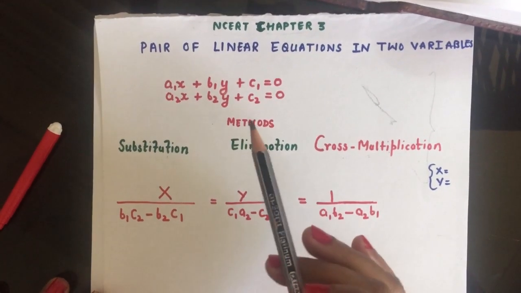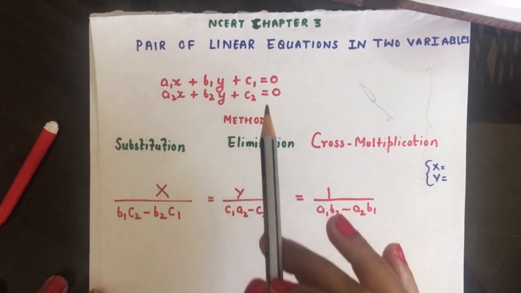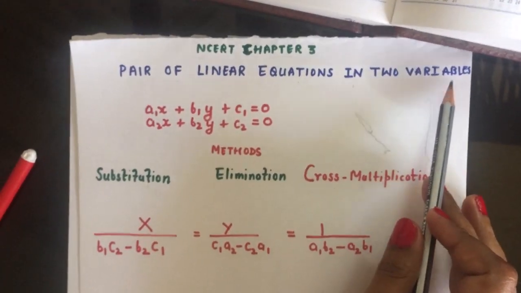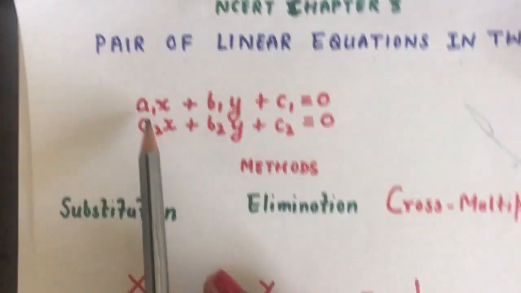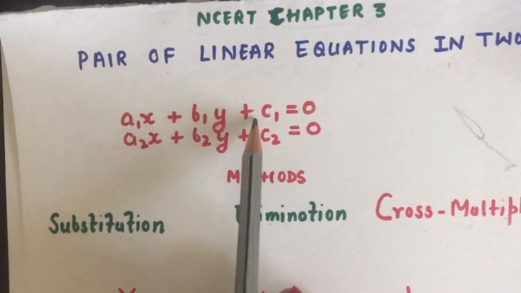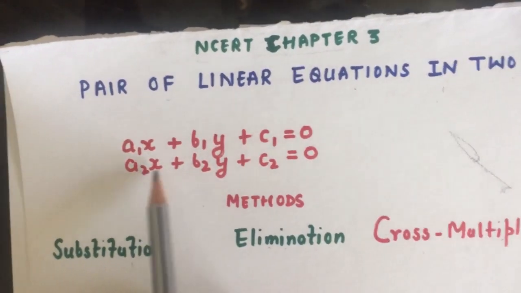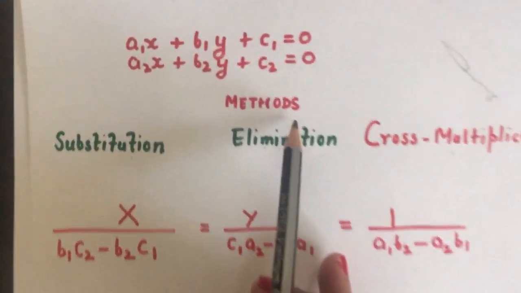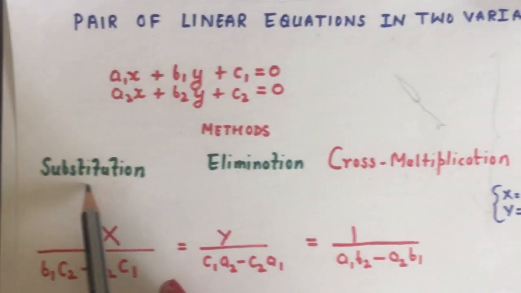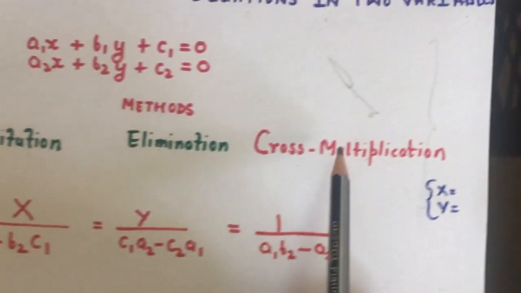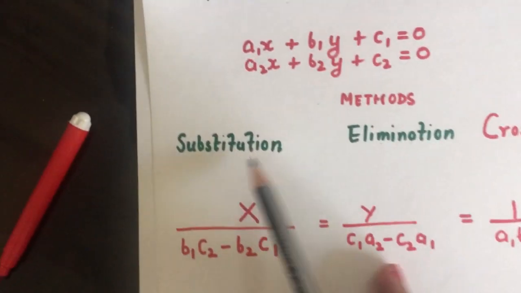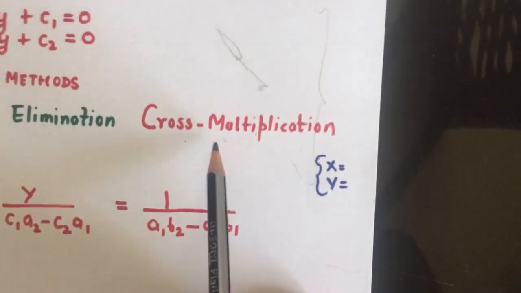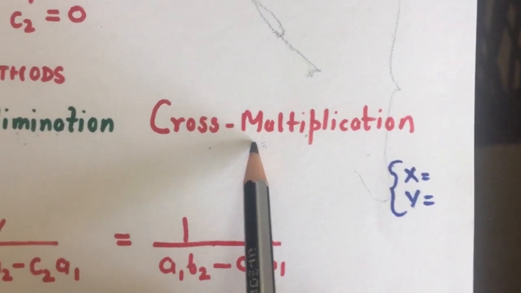Good morning, dear students. Today we are going to learn one of the methods of solving a pair of linear equations in two variables. As you all know, the equations can be expressed in the form a1x plus b1y plus c1 equals 0 and a2x plus b2y plus c2 equals 0. The methods for solving linear equations can be substitution, elimination and cross multiplication. Substitution and elimination we have already seen in the classroom. Now next we are going to discuss the cross multiplication method.